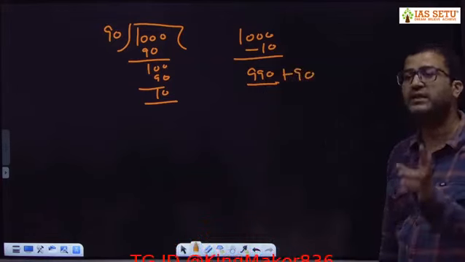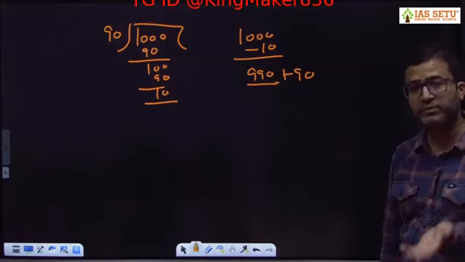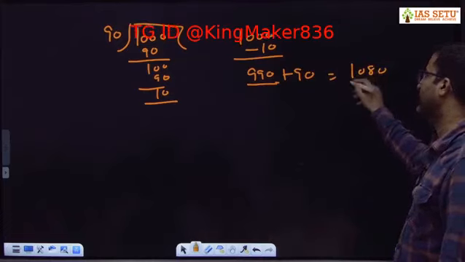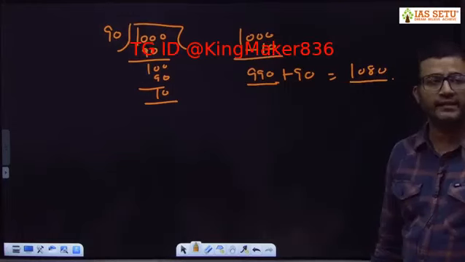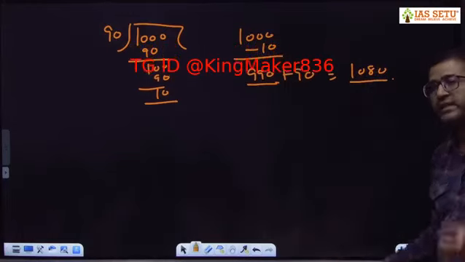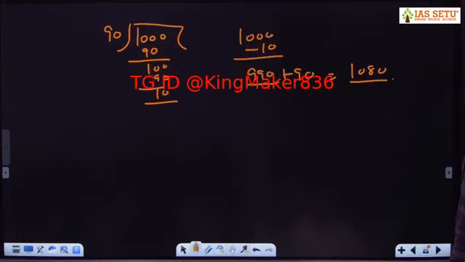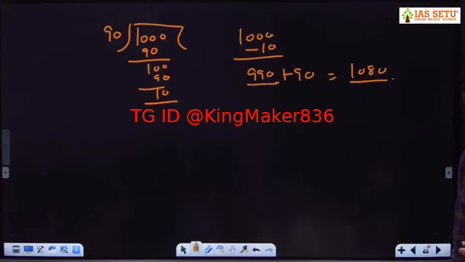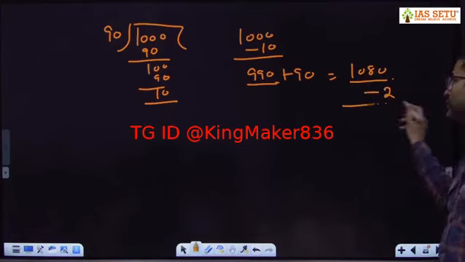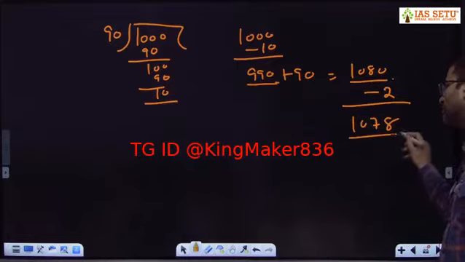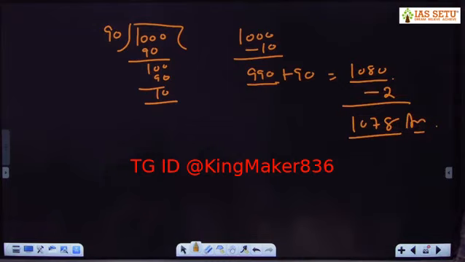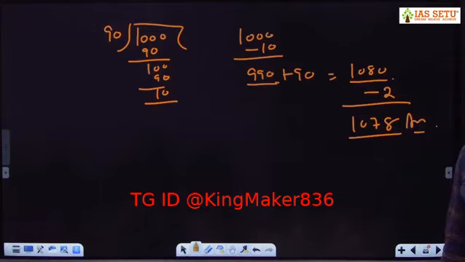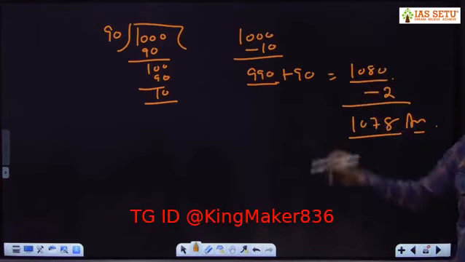If 990 is a multiple of 90, then the next multiple of 90 we will get by adding 90. 1080. So 990 is a multiple of 90, 1080 is also a multiple of 90. But are you looking for a multiple of 90 or a multiple of 90 minus 2? Minus 2. So at last you do minus 2. So your required answer is 1078. 1078 is such a number which gives negative remainder 2 when you divide by these numbers.